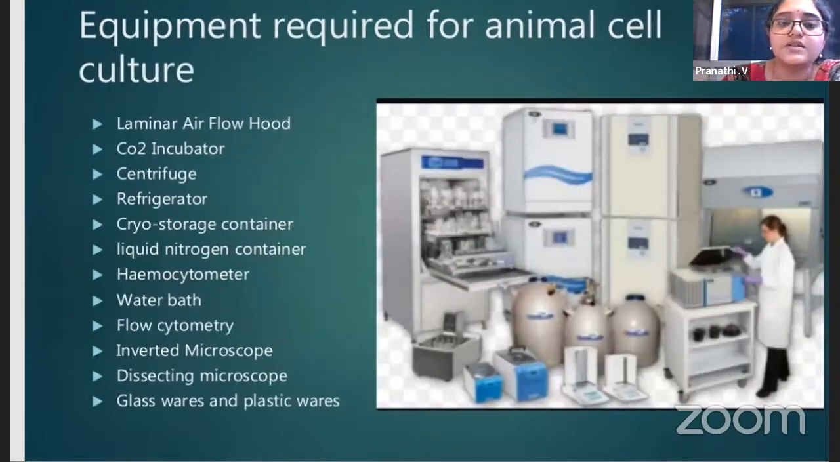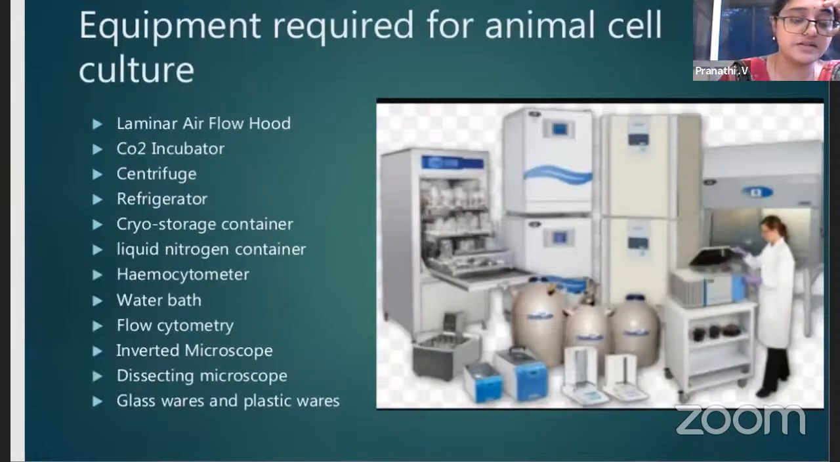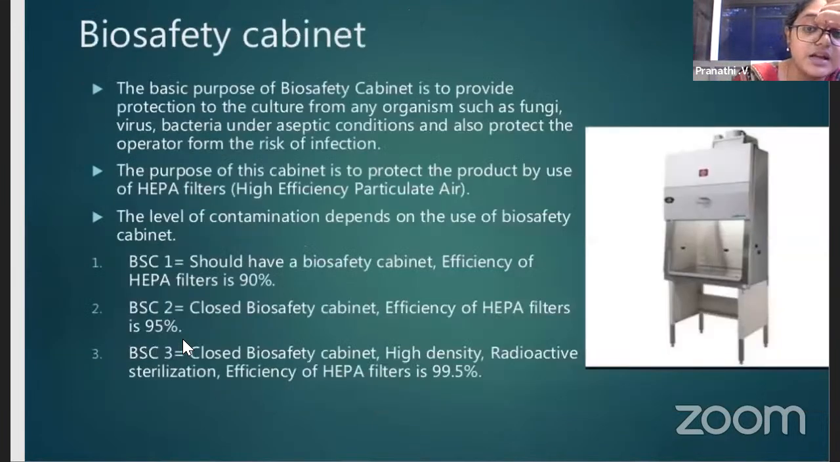So what are the different kinds of equipment that are necessary in animal cell culture? First, you have to have the biosafety cabinet. We also have a laminar airflow, carbon dioxide incubator, centrifuge, refrigerator, then cryo storage. In very low temperature storage, you should put your cells and store them. And you need a liquid nitrogen container and a flow cytometer, microscope, etc. So the biosafety cabinet is also like your laminar airflow chamber basically.